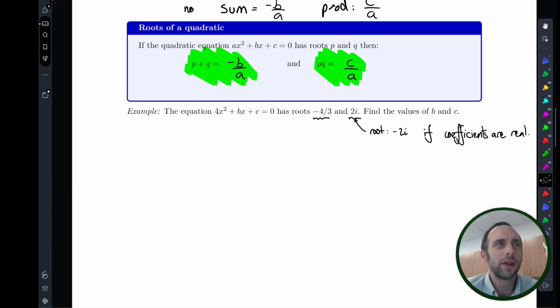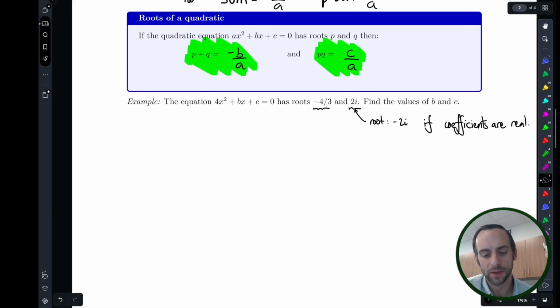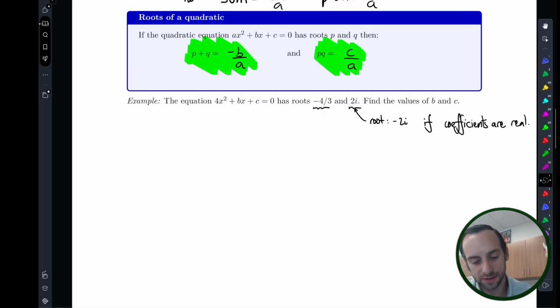So if we don't have the conjugate as a root, we know the coefficients don't have to be, or likely are not, real. But let's see how we can solve this. Let's go ahead and take the product of these roots. That's usually the easier one.